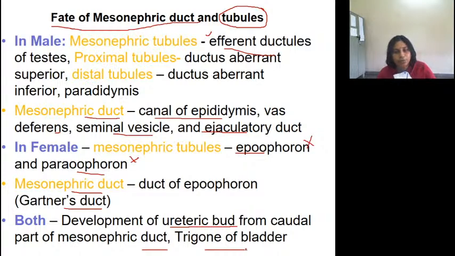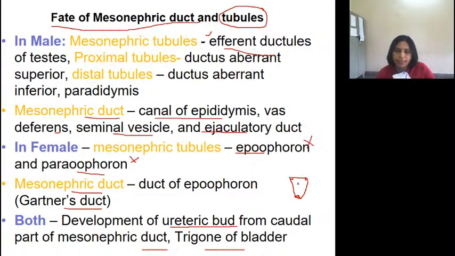Here, regarding the trigone of the bladder, when you look at the gross anatomy of the bladder interior, we see the openings of both ureters, and at the base, caudally, is the outlet of the bladder, the urethra. The mucosa between these structures forms a triangle. So between the two ureters and the bladder outlet, the urethra, this forms a triangular region in the posterior wall of the urinary bladder. This forms the trigone of the bladder.